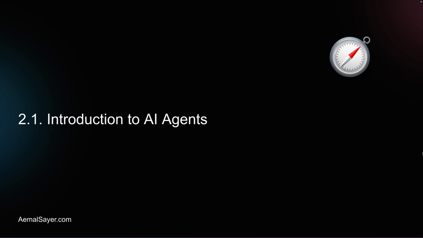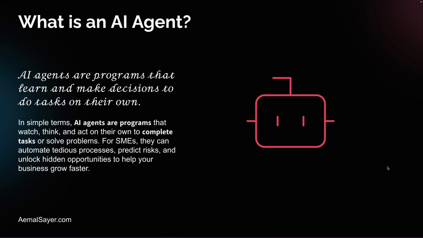Basically, AI agents are the old school software programs, but with a big difference, which is intelligence. And if I put a very simple definition, I can say it like this: AI agents are programs that learn and make decisions to do tasks on their own. That's the main part of it. They can do tasks on their own. Until now, software was built in a way that enabled us to do the work. But now, for the very first time, it's possible that we can let software do the work.